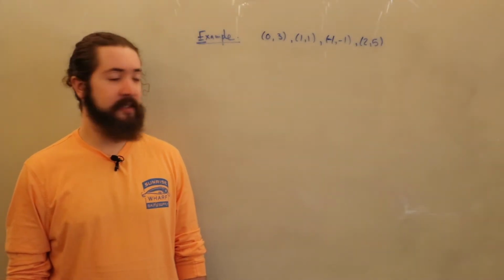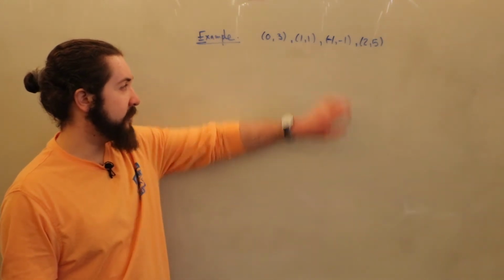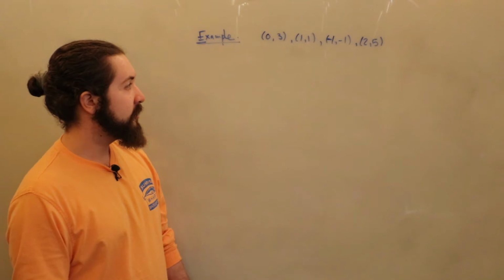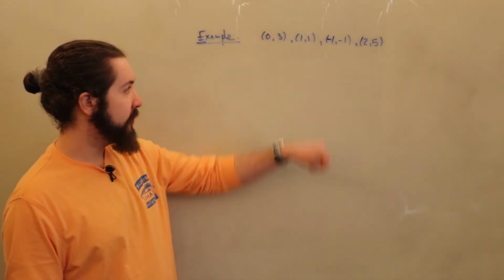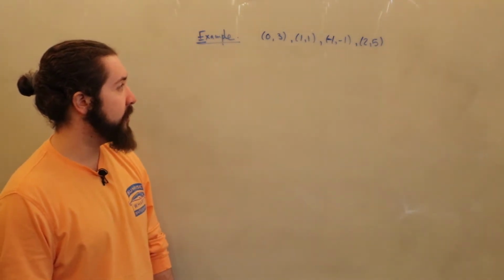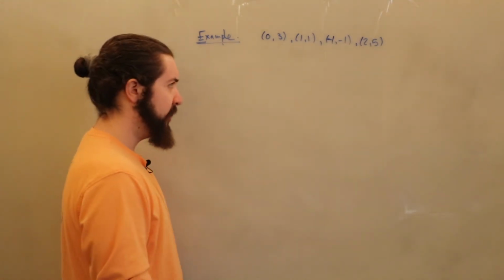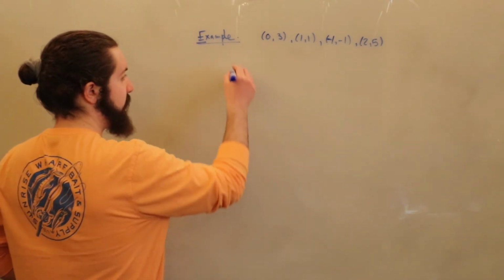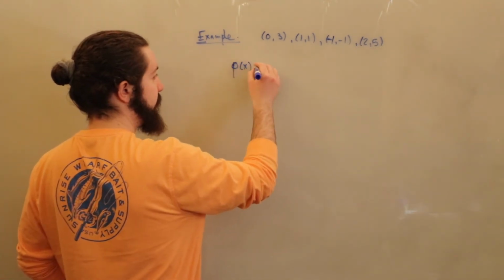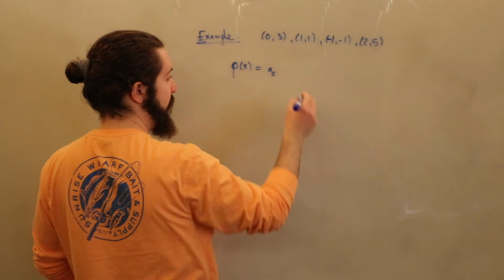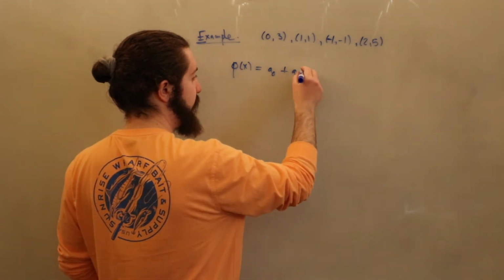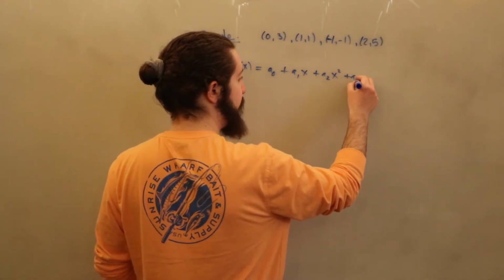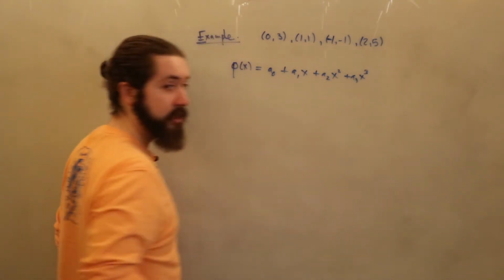Let's do an example of this. So we have these 4 points and we'd like to find a unique polynomial interpolating this data set. So since we have 4 points, we're going to want n minus 1, which is 3, as the degree of our polynomial. So we're going to look for a unique cubic curve going through these 4 points. So our polynomial p of x is going to be some unknown coefficient plus another unknown times x plus unknown times x squared plus an unknown times x cubed.